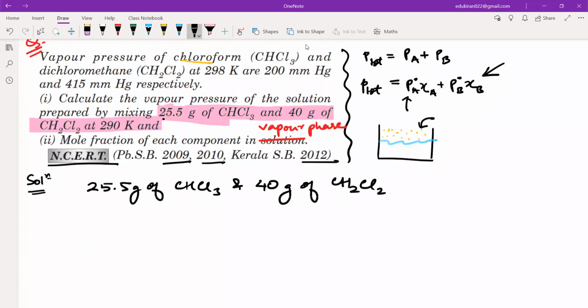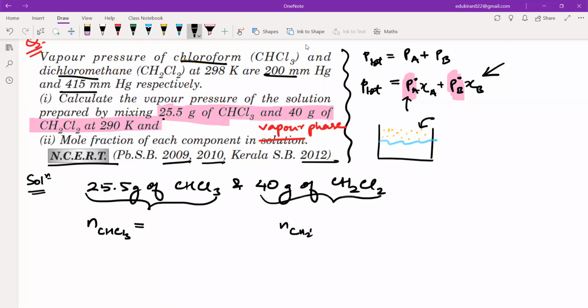Let us say chloroform is A and dichloromethane is B. Then P naught A is the vapor pressure of pure chloroform. It has been given as 200 mmHg and 415 mmHg. So P naught A and P naught B have been given. You have to calculate chi A and chi B, and that is also easy. You have here 25.5 gram of CHCl3, so from this you can calculate the number of moles of CHCl3, and from here the number of moles of CH2Cl2.